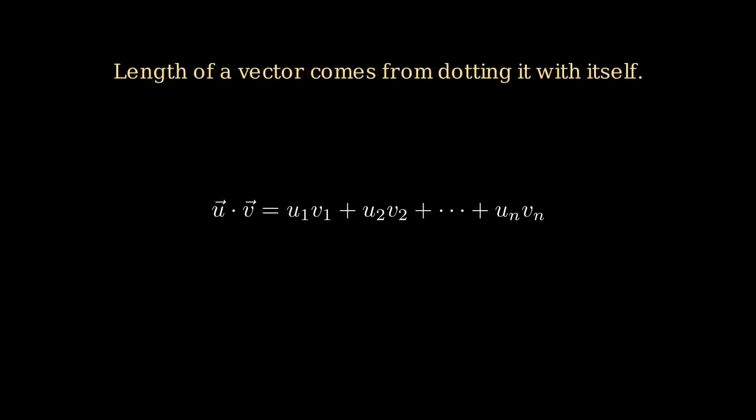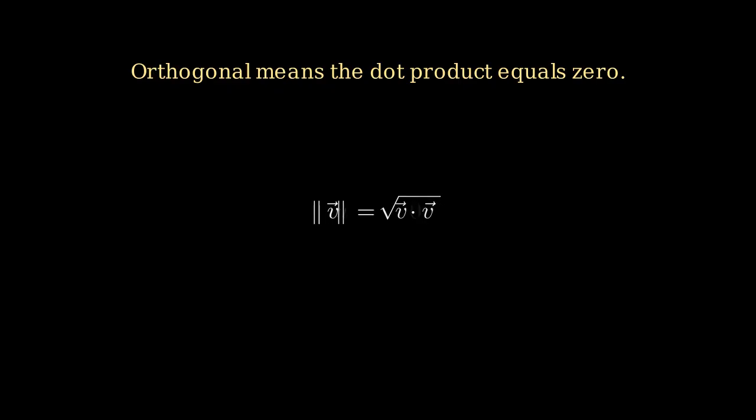The length of a vector v, written as magnitude of v, is defined as the square root of v dotted with itself. Two vectors are called orthogonal when their dot product equals 0. This is a purely algebraic fact. It just means the numbers work out to 0, no picture or diagram is required.